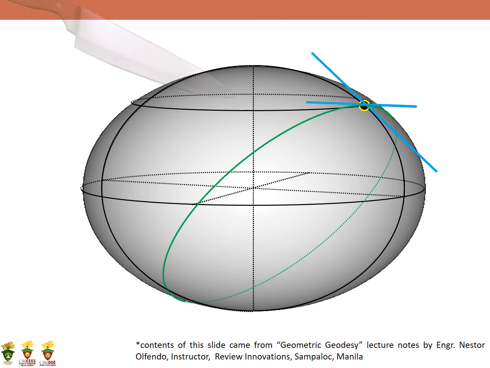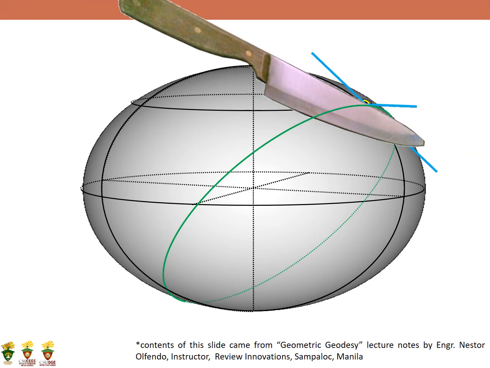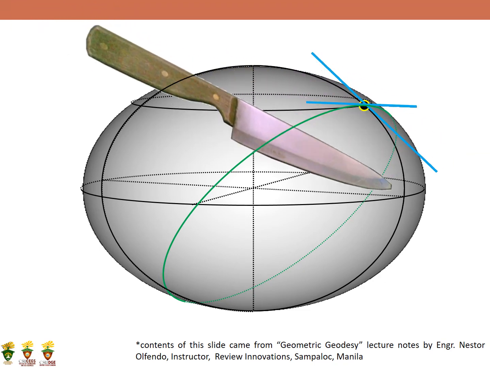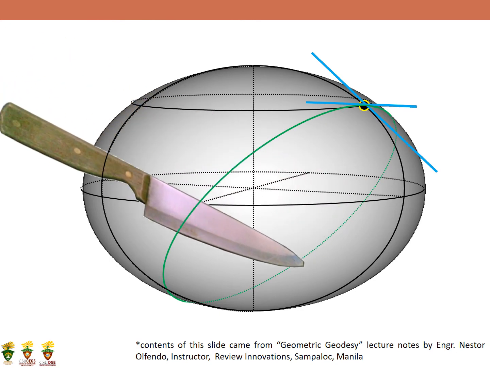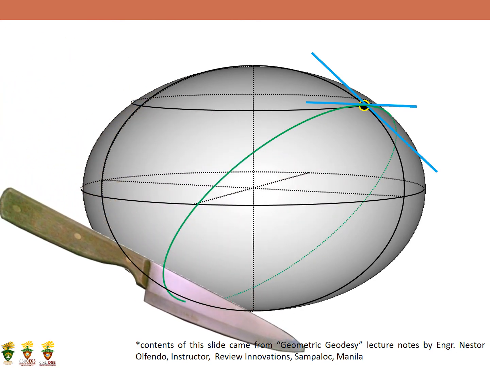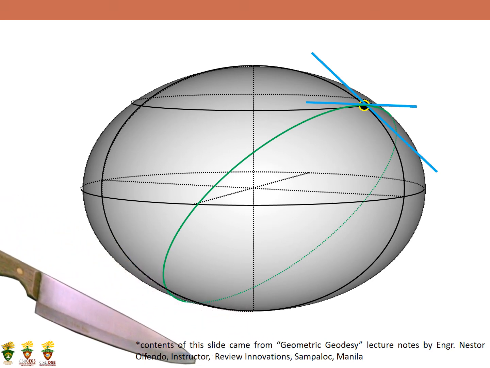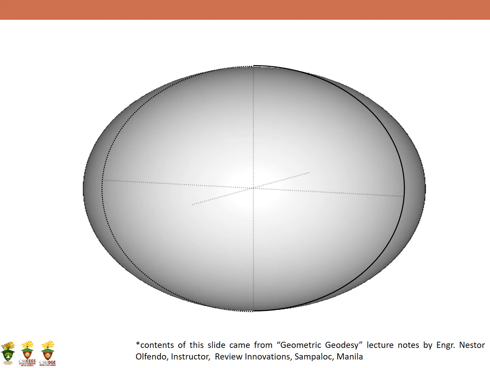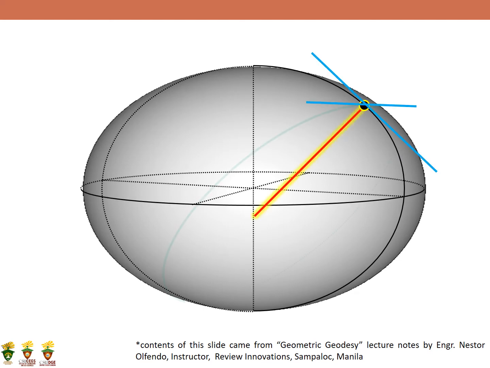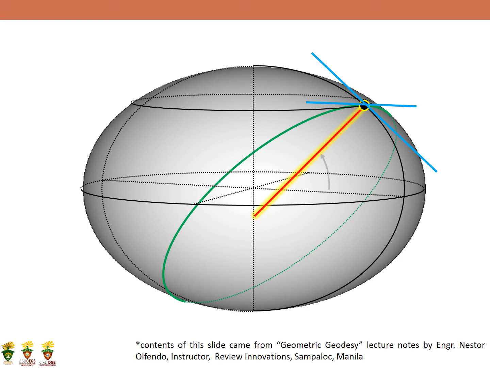We need to slice that, same as what we did earlier. We're going to slice the earth along that specific plane. Then the section that is formed is what we call the prime vertical section. Once that is done, we can have this radius that we got earlier. The prime vertical section radius is the red one, and that angle is what we call the geodetic latitude again.